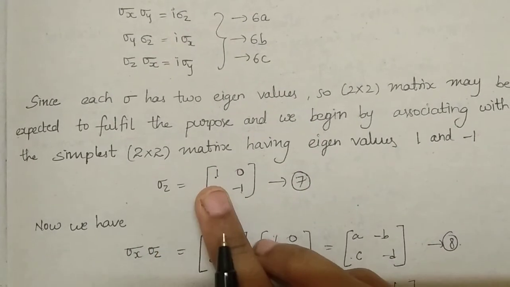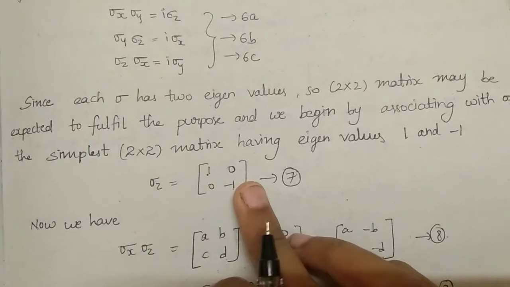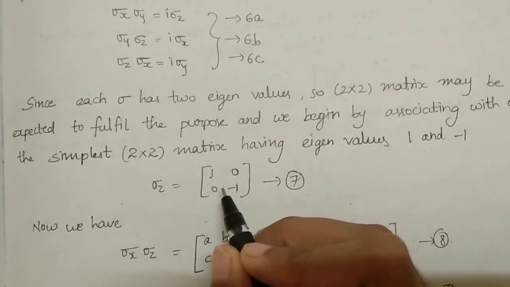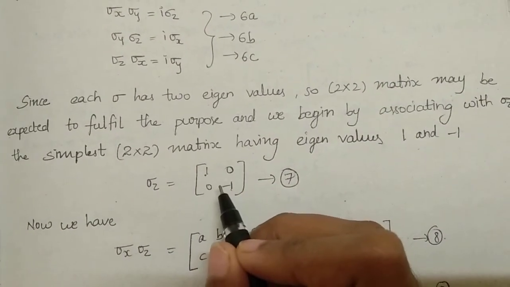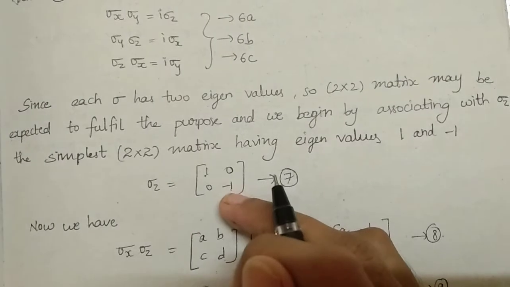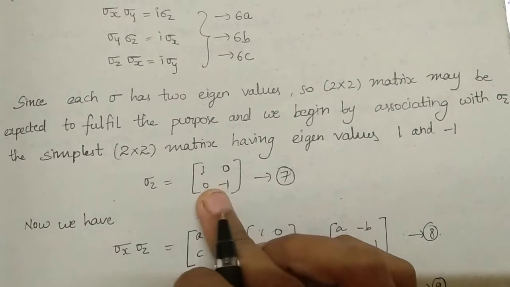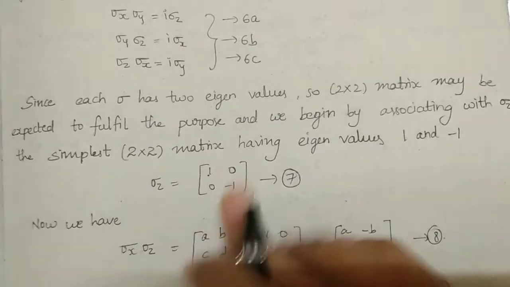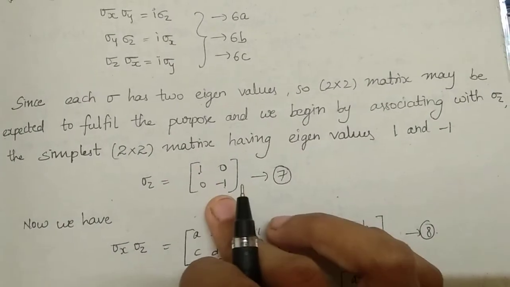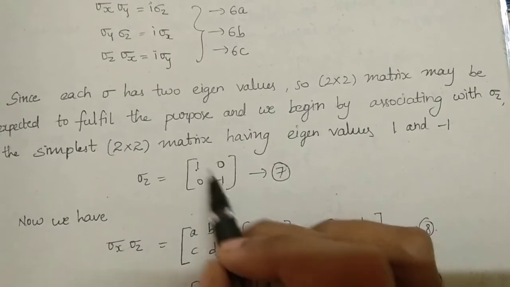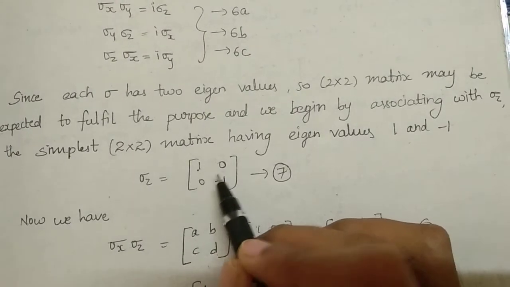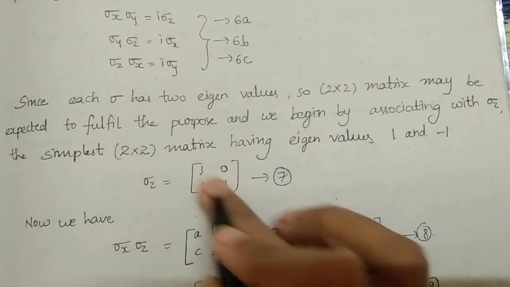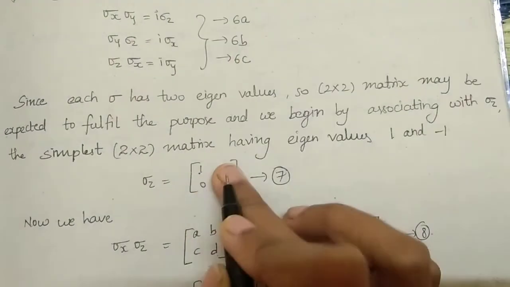So sigma z equals 1 0 0 -1. Here if we do determinant of A minus lambda I equals 0, we get (1 minus lambda)(minus 1 minus lambda) equals 0, so lambda equals minus 1 and lambda equals plus 1. We have the eigenvalues 1 and minus 1. Here also, the determinant is ad minus bc, so 1 into minus 1 minus 0 is minus 1.